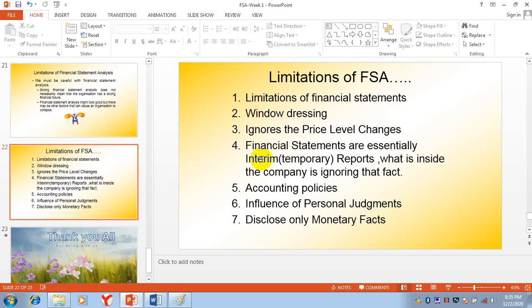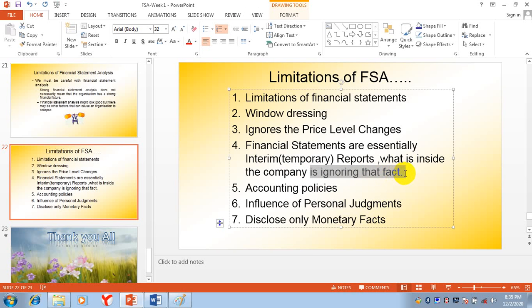Financial statements are essentially interim reports. We make these financial statements at the end of the year. What is inside the company is ignored. The financial statement analysis is ignoring that fact. In financial statement analysis, we know nothing about what happened in the whole year or what is inside the company. So this is also a weak point of financial statement analysis.